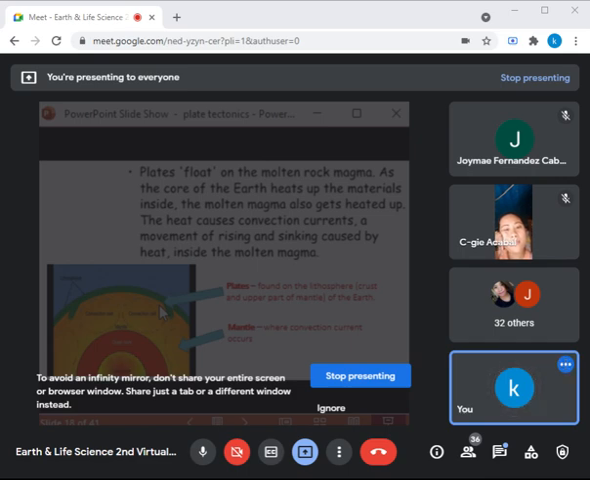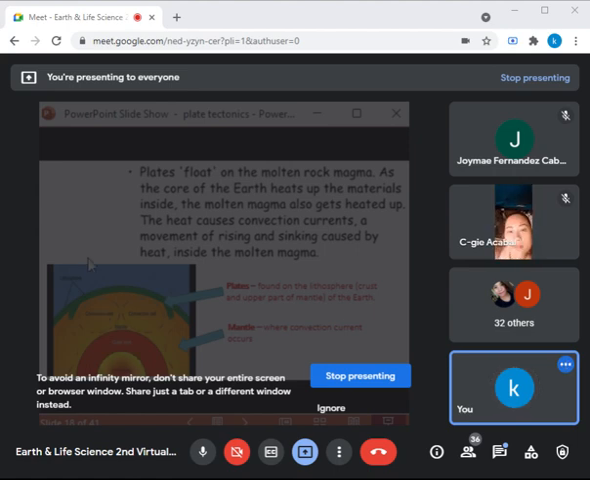As the core of the earth heats up the materials inside, the molten magma also gets heated up. So muna kung giyong ganiha. Kay init man kayo ang core, ang rock sa mantle mumelt. Mahimo siyang magma. The heat causes convection currents. Diba nasulti na nako ning convection currents before? Convection currents, a movement of rising and sinking caused by heat inside the molten magma.